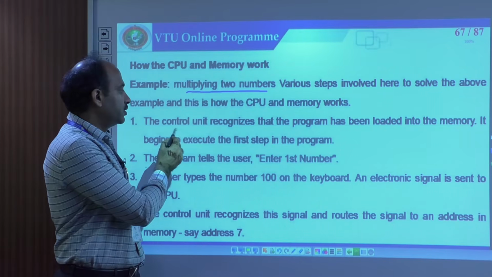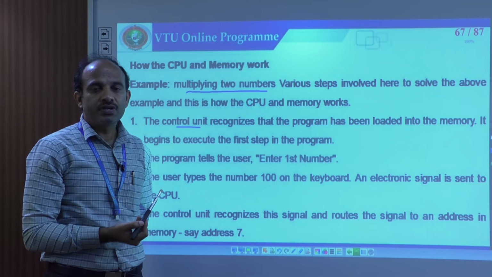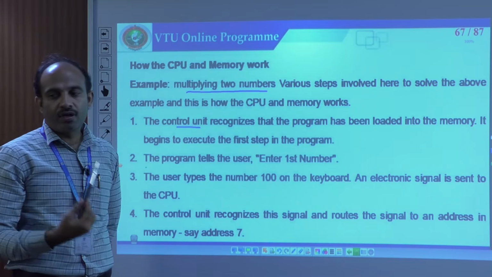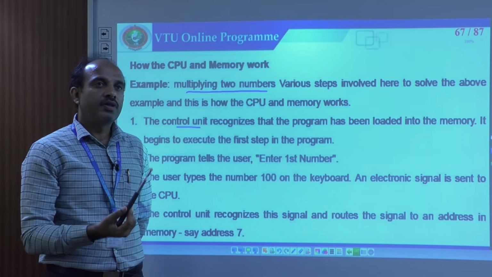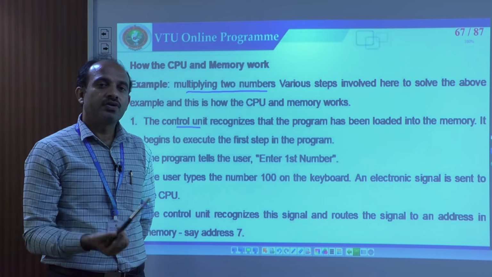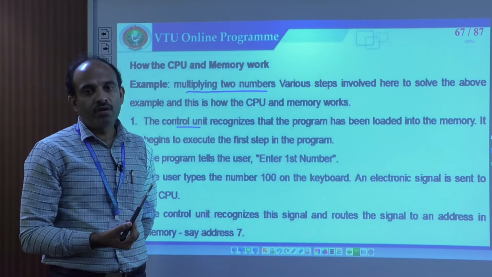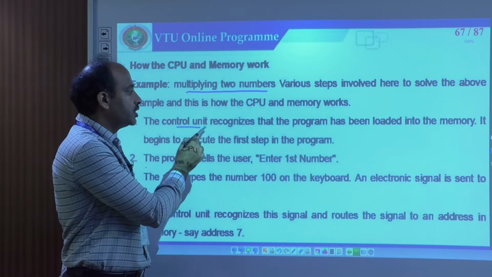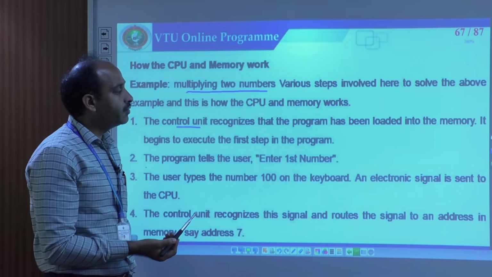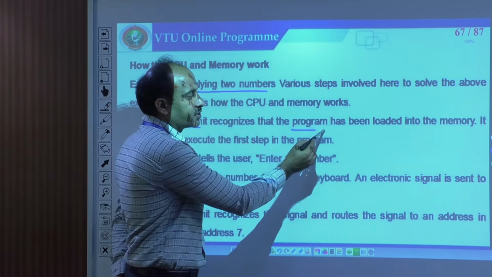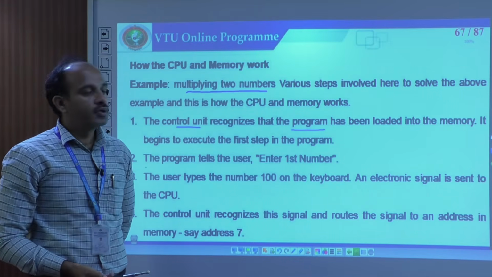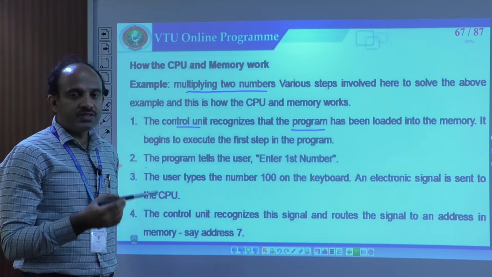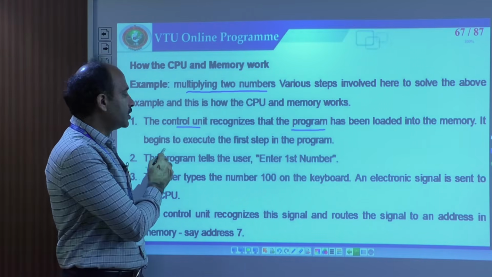Your control unit comes into the picture, because the control unit is the main thing. It will coordinate all your data, whether you want to send the data, receive the data from the input devices, or get the data from the memory. It decides everything. First, the control unit will recognize that a set of instructions, the program, has been loaded into the memory. Once it is loaded, it will start executing.